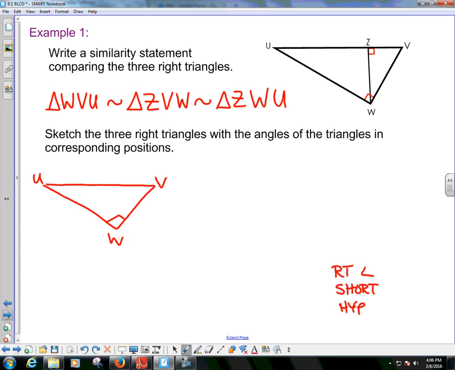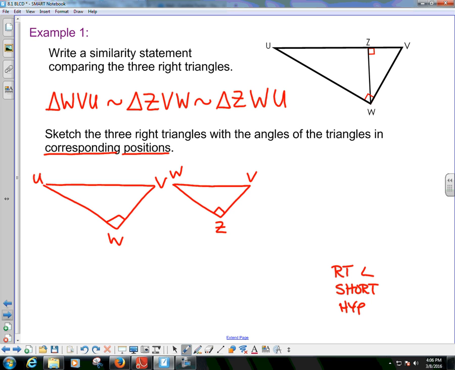Because my directions say sketch the three right triangles with the angles of the triangles in corresponding positions, I need to do it the same kind of way. So I'm going to do my smallest triangle with my hypotenuse facing up. It's like a dead possum. So I'm going to have my hypotenuse. This is my right angle, so this is Z. And then I have W and V. So that's my smallest of the two triangles.